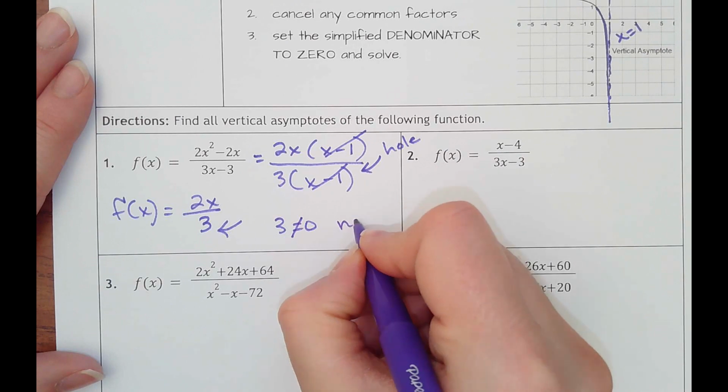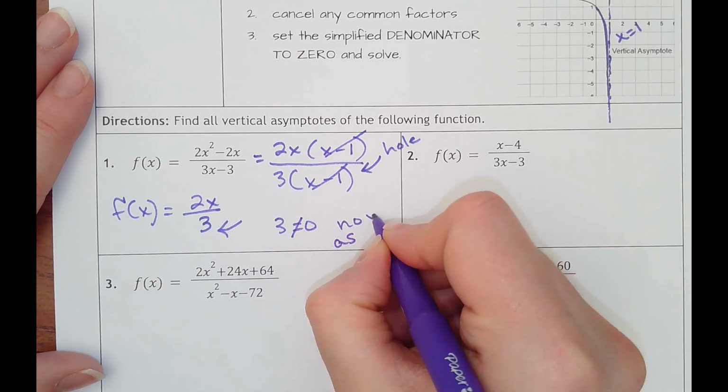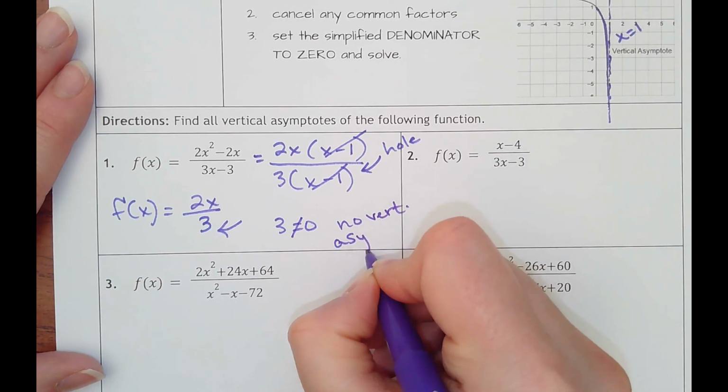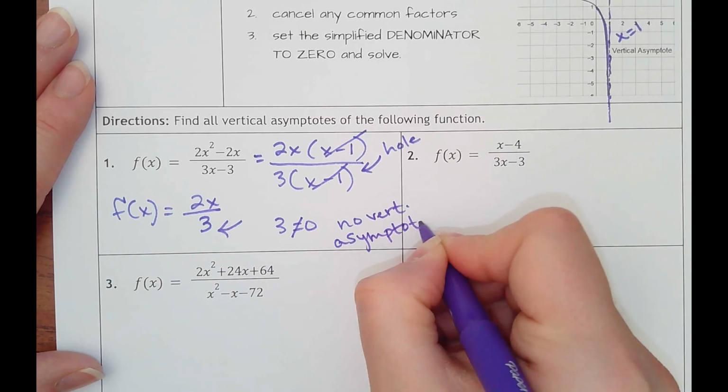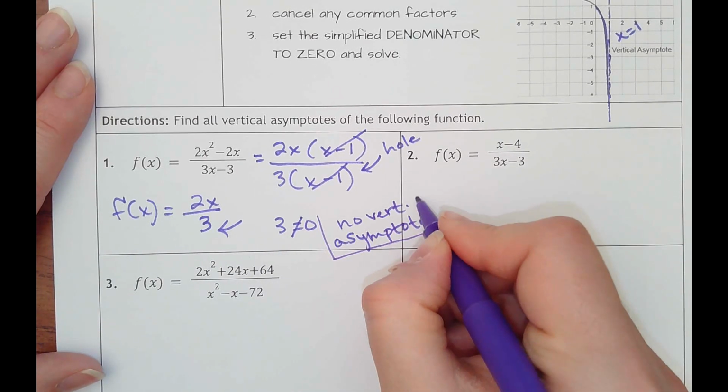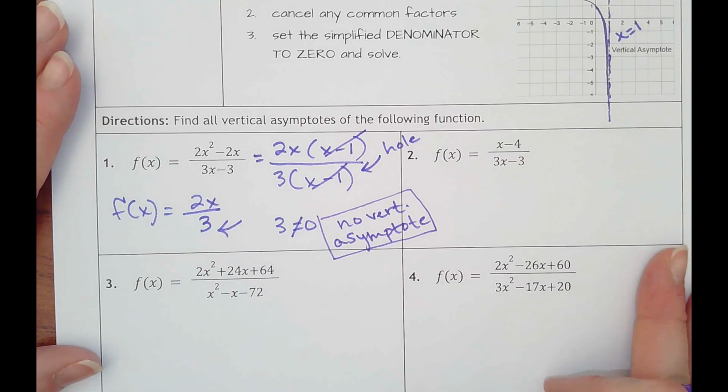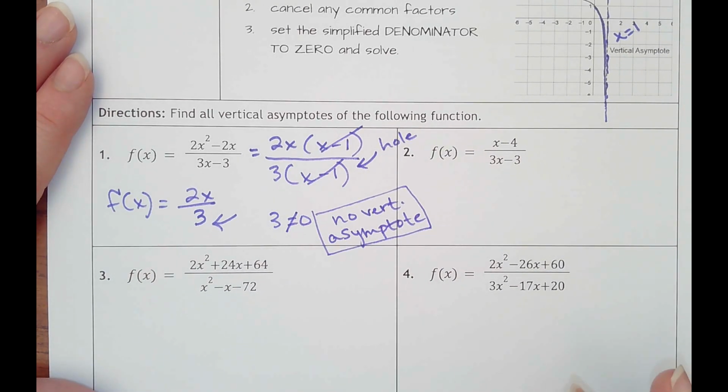So this has no asymptote. I'll say no vertical asymptote. And this will have, I think, a drop-down menu where you pick how many or something, or you would leave it blank. I can't remember, but it does not have a vertical asymptote.